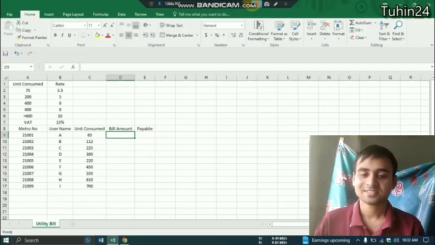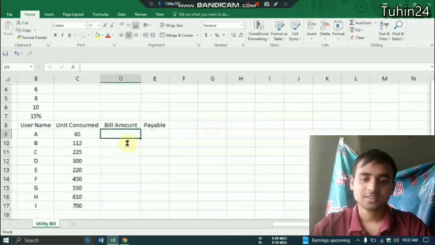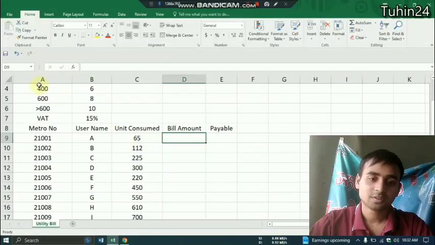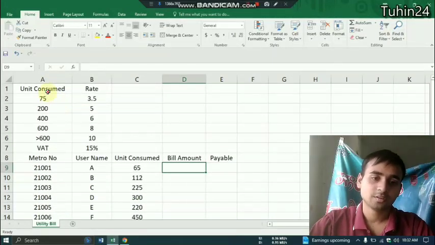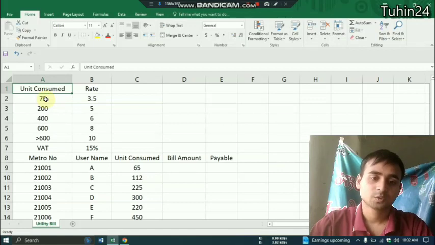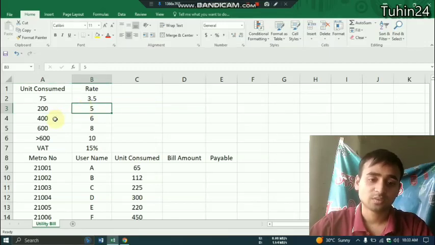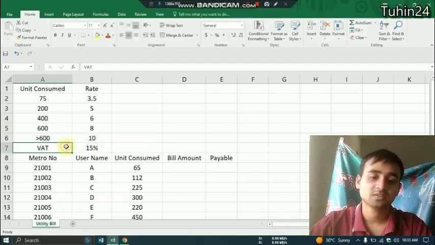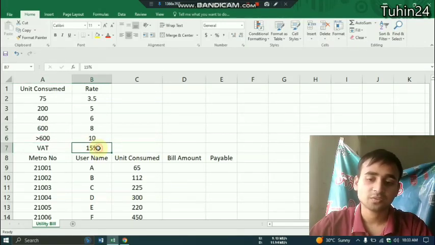So let's start. Here we can see some conditions: when the units consumed are 75, the rate is 3.5; when 200, the rate is 5; when 400, the rate is 6; when 600, the rate is 8; and when greater than 600, the rate is 10. And the VAT is 15%, which will be needed for the payable.